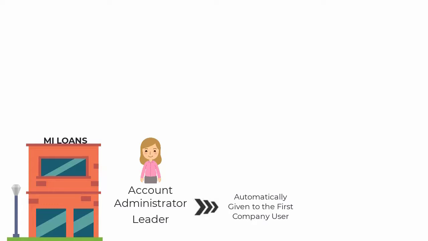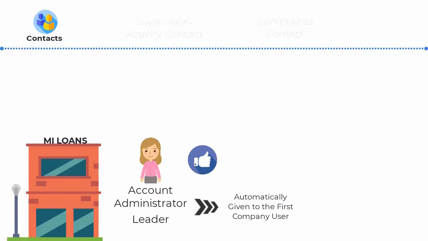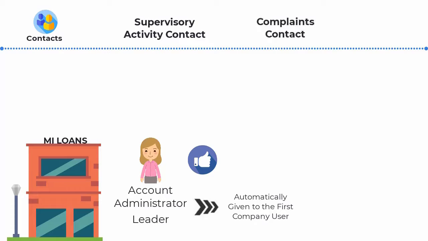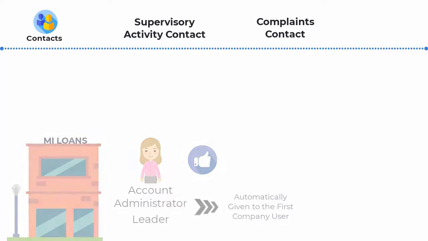If Tammy were a one-person company, she'd be set. So long as she assigns herself as both the contacts, she would have all the permissions needed to manage both supervisory activities and complaints. But let's return to our actual example.